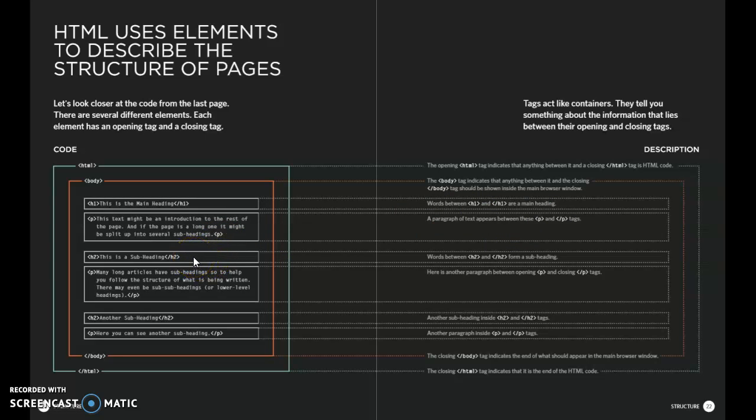We have a subheading as well. There are 6 different types of headings. They go H1, H2, all the way down to H6, with H1 being the largest and H6 being the smallest. And we have another paragraph tag and also another heading as well. Tags act like containers. They tell you something about the information that lies between their opening and closing tags.